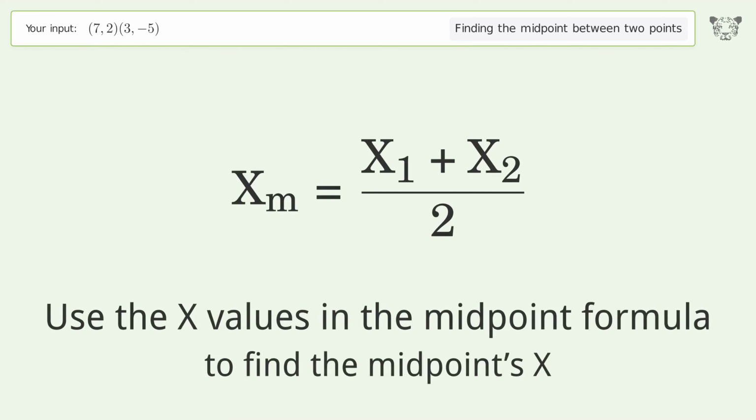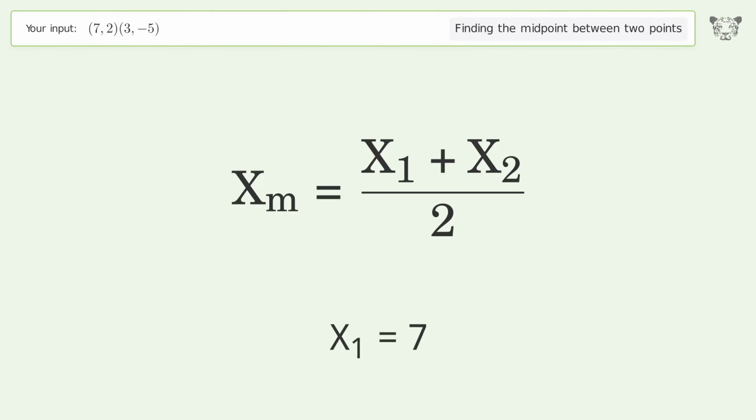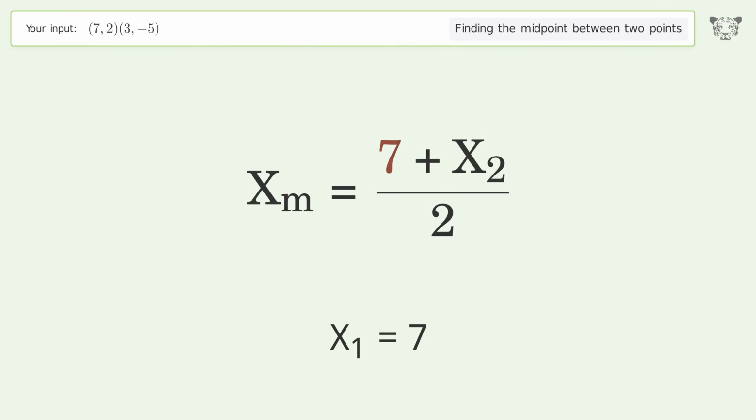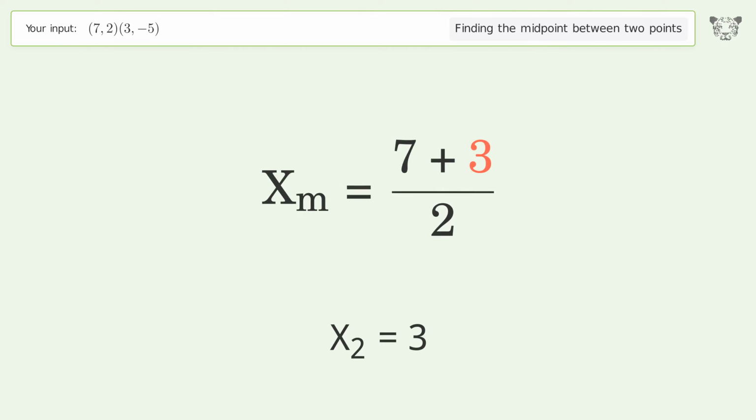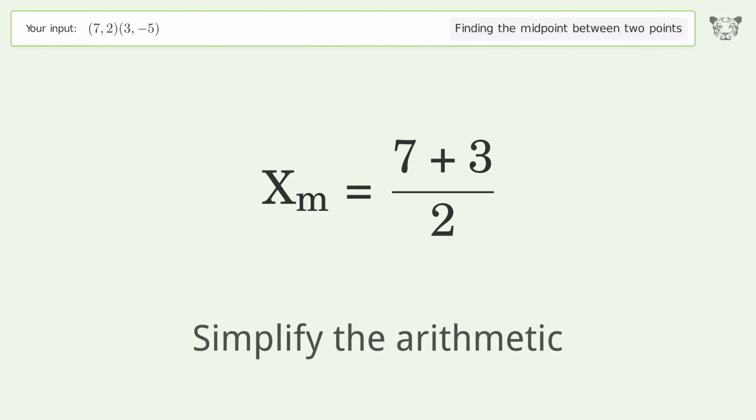Use the x values in the midpoint formula to find the midpoint's x. x1 equals 7. x2 equals 3. Simplify the arithmetic.